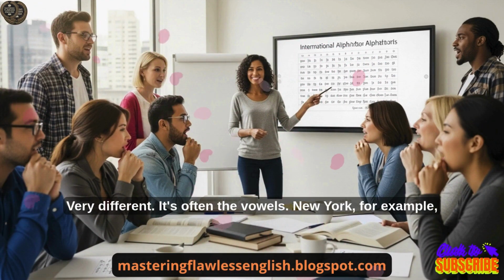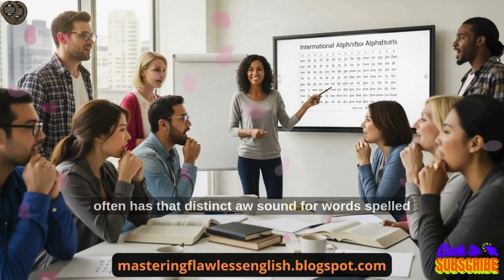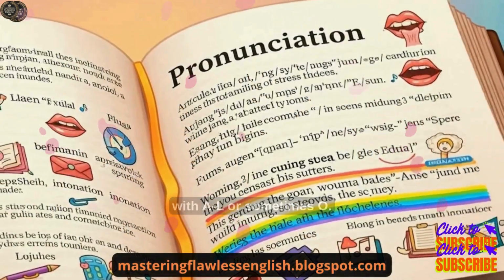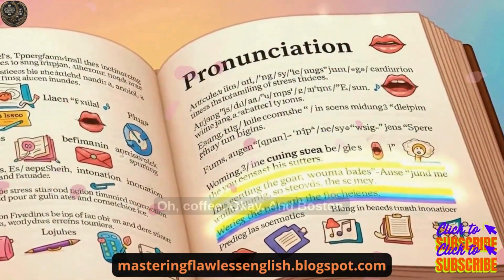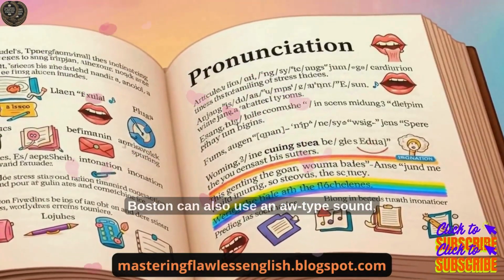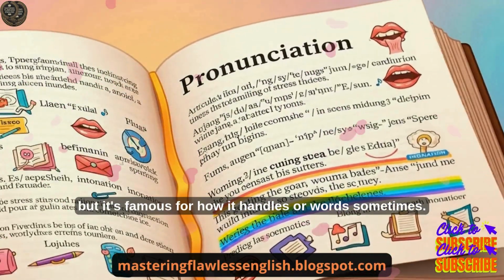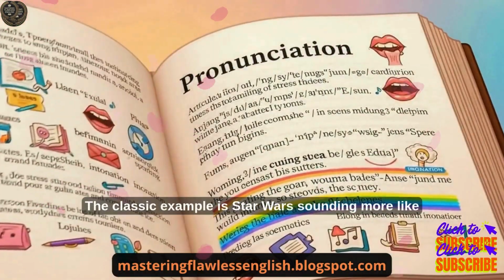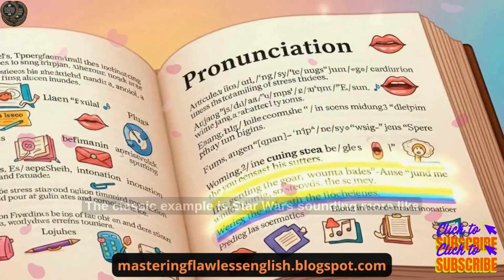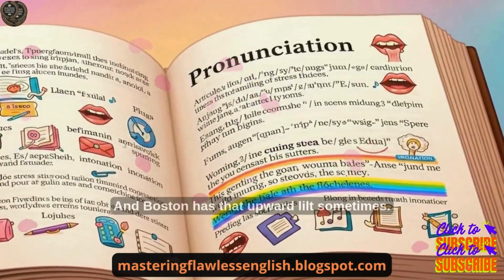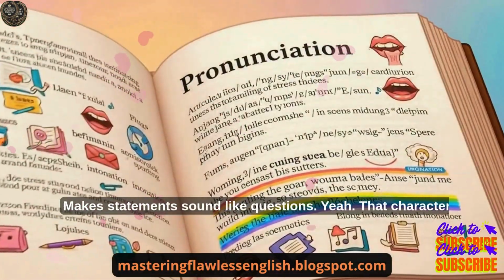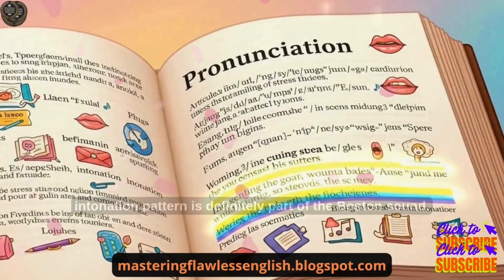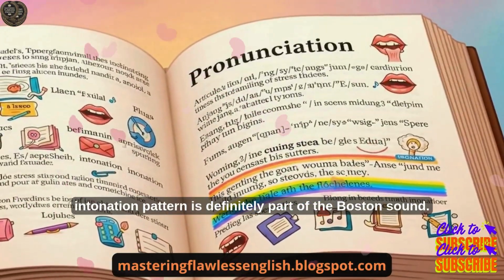Very different. It's often the vowels. New York, for example, often has that distinct aw sound for words spelled with AL or sometimes O. Call might sound like call, like coffee. Oh, coffee. Okay. And Boston? Boston can also use an ah type sound, but it's famous for how it handles or words sometimes. The classic example is Star Wars sounding more like Star Wars. And Boston has that upward lilt sometimes, makes statements sound like questions. Yeah, that characteristic intonation pattern is definitely part of the Boston sound.